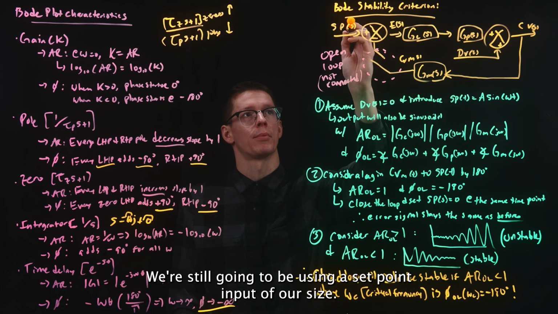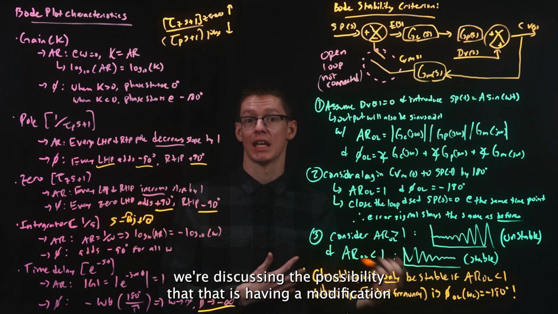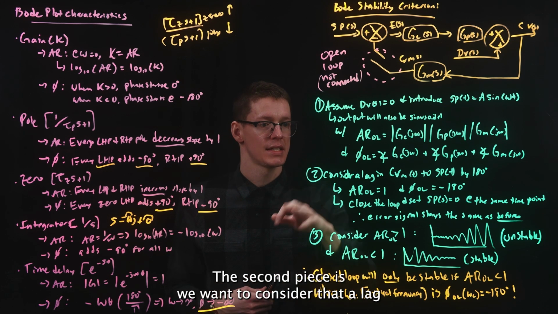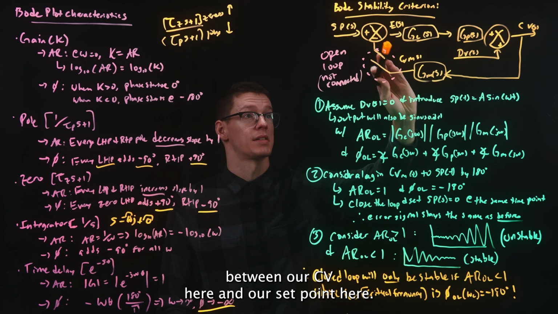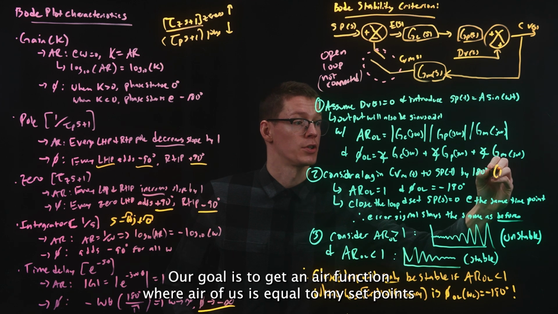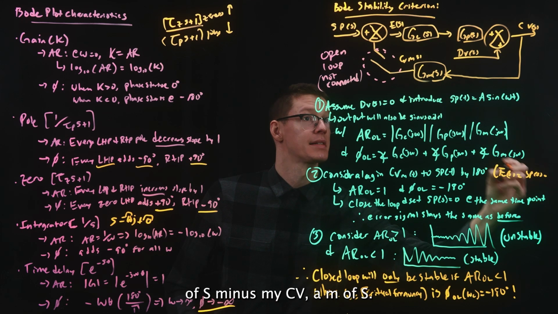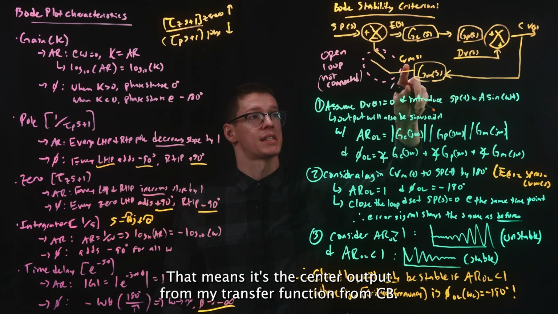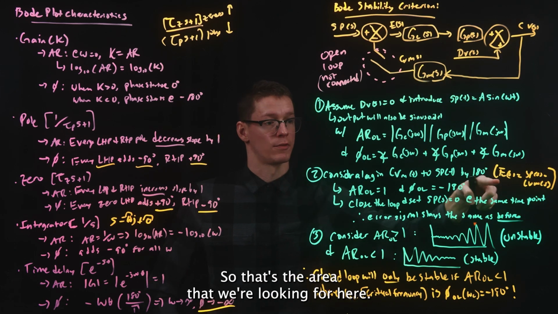We're still going to be using a sinusoidal set point input because now we're discussing the possibility that it is having a modification, in that we're looking into sinusoidal inputs. The second piece is we want to consider a lag between our CVM here and our set point here. So naturally we want to get error. Our goal is to get an error function where error of S is equal to my set point of S minus my CVM of S. That means it's the output of my transfer function from CV. So that's the error that we're looking for here.